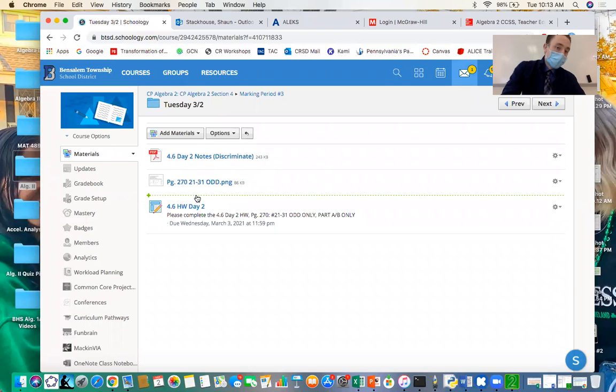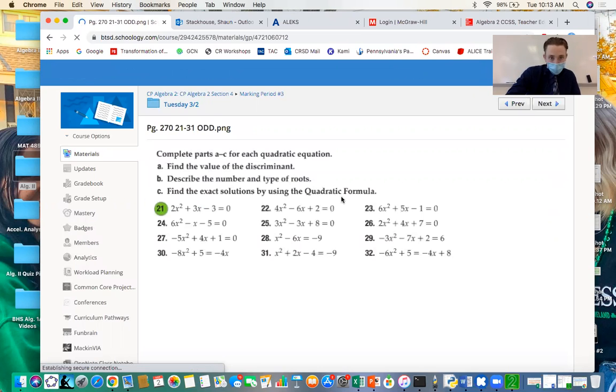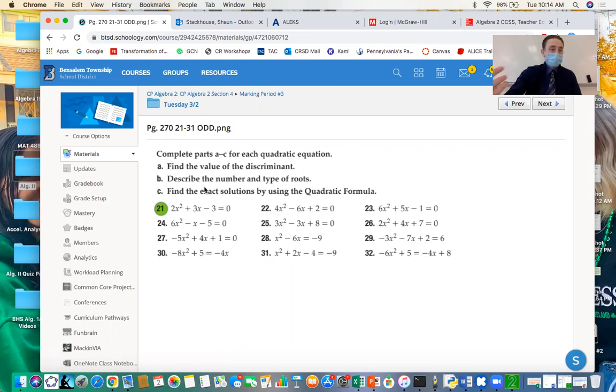So tonight for homework, you are on page 270 doing numbers 21 through 31 odd. This is in the folder for tonight. You're just doing parts A and B and just the odds. So like I said, 21 through 31 odd, and then parts A and B. So you're finding the value for the discriminant given the equation, and then you're determining the number of roots. Roots and solutions are the same thing. They mean the same thing.